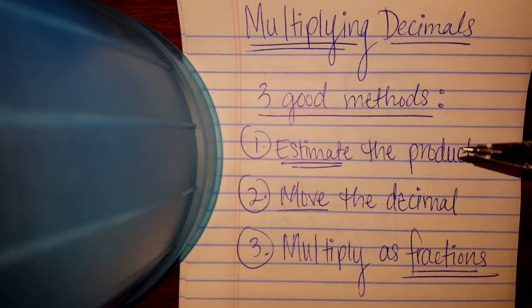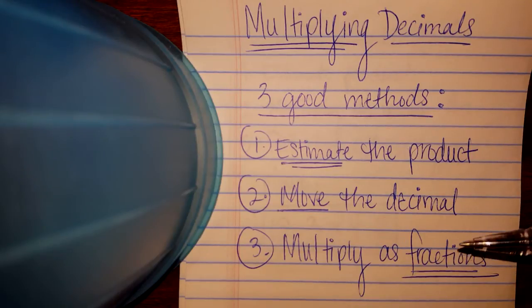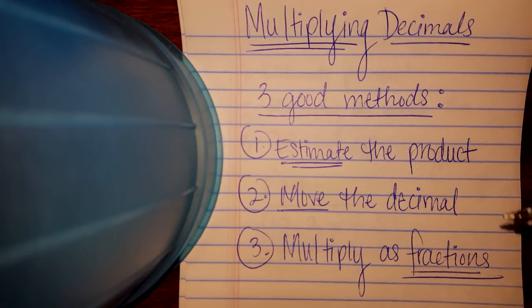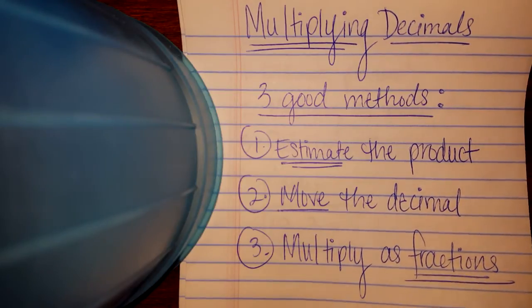I'll show you how you can estimate the product and get the right decimal answer. You can do this thing called moving the decimal or counting the decimal places. You can get the right answer that way. And if you love fraction multiplication, I'll also show you how you can actually turn the decimals into fractions and multiply that way. So let's take a look at each of these methods.